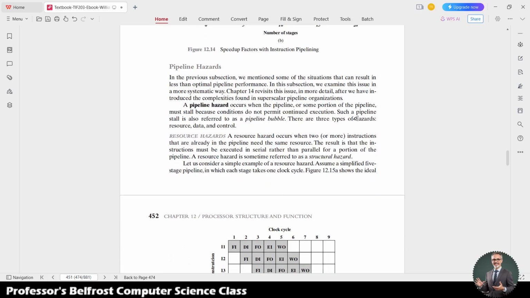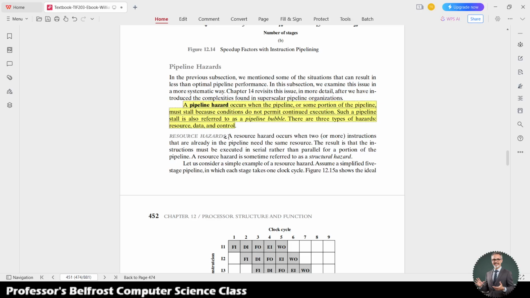Pipeline hazards. A pipeline hazard occurs when the pipeline, or some portion of the pipeline, must stall because conditions do not permit continued execution. Such a pipeline stall is also referred to as a pipeline bubble. And actually there are three types of this: resource hazard, data hazard, and control hazard.